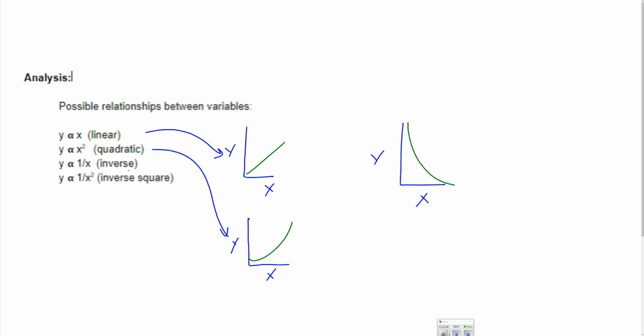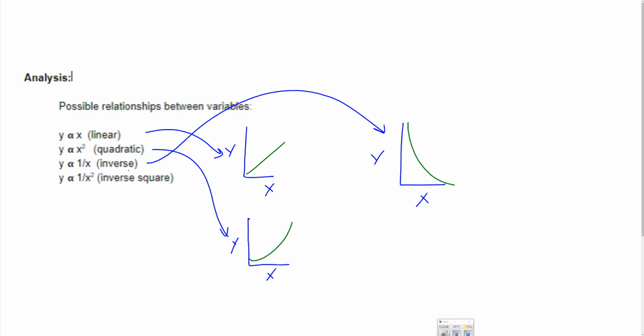Okay? So what I'm going to tell you is this. There is a way to determine it mathematically. It's just a little bit beyond the scope of Physics 20 to figure that out. So what I want to tell you is this. You look at this, it's going to be either 1 over x or 1 over x squared. I'm telling you that if you do get a graph that looks like this, then it's going to be an inverse relationship, not an inverse square relationship.